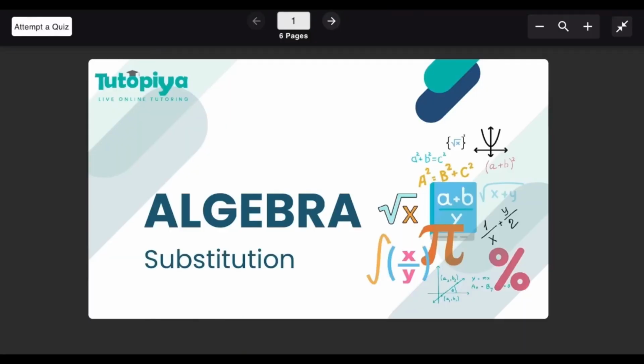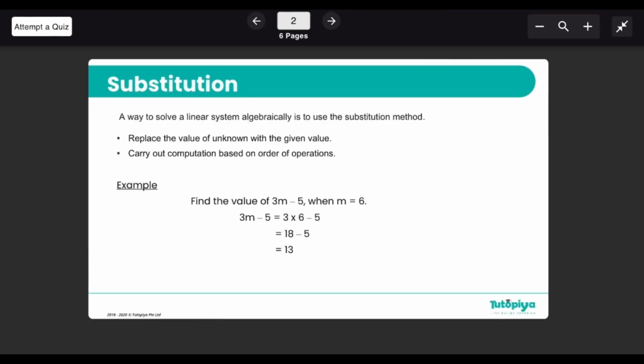Hello everyone, today we're going to be focusing on Cambridge IGCSE Mathematics, topic of algebra, subtopic of substitution. So basically substitution is when you replace a letter, or what we know in mathematics as a variable, with a number. That is basically what it means, right? You are replacing that variable with a number.